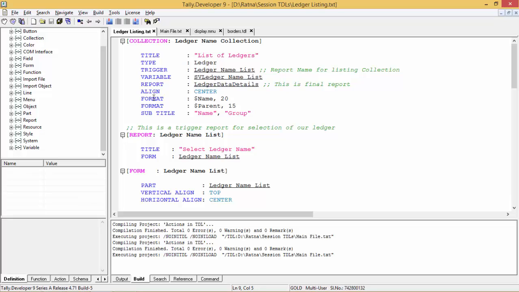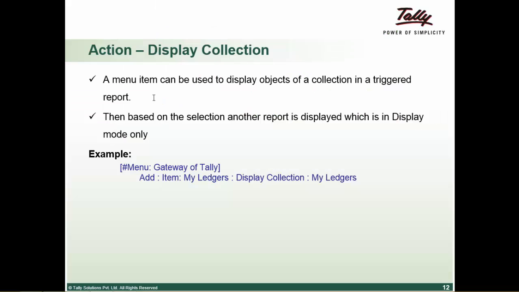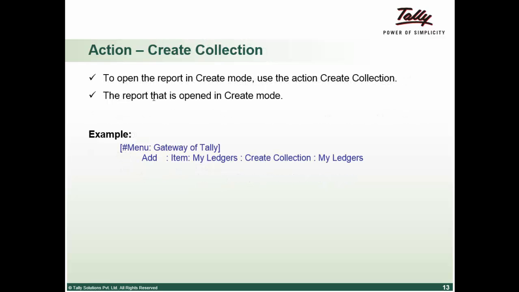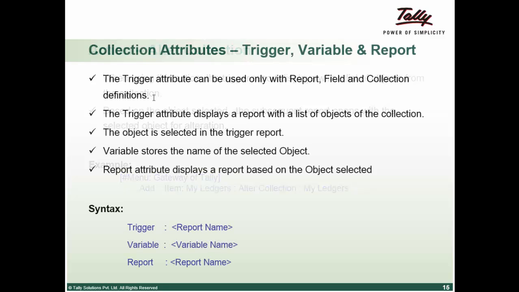Right? Simple as possible. Now there's a discussion on the various actions. So we've already seen the display action. Similarly, we have a create action, we have an alter action. We have seen the utility of these three attributes at collection level. The trigger attribute can be used at collection level. Similarly, it can also be used at report and field in case there is a particular report that you would like to call from that particular definition. Like from collection, we wanted to trigger to a report, so we have given a trigger attribute.